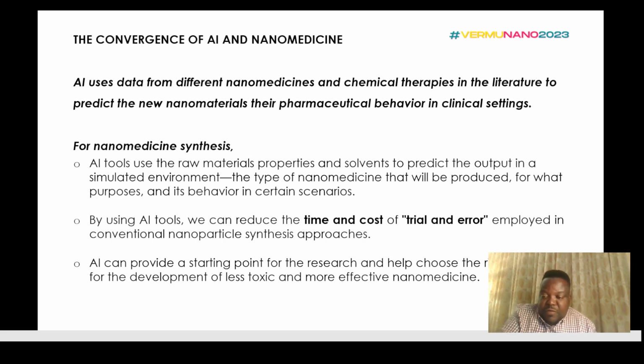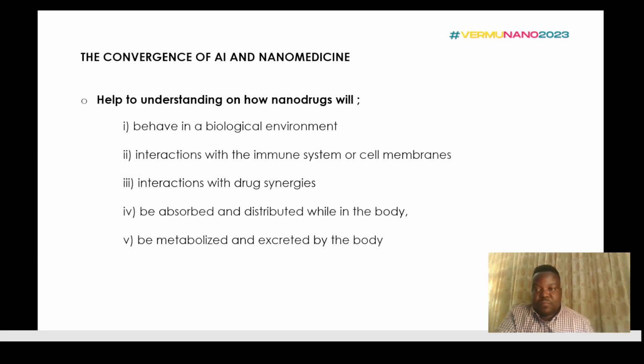Again, in the synthesis of nanomedicine, AI tools can play a role in reducing time, cost, and trial and error, compared with the conventional nanoparticle synthesis approach, which is very expensive with a lot of trial and errors. But in this case, because you can do simulation with the computer, you already know the outcomes, the combinations of everything, the solvent, the materials, before you embark on the research. AI can provide the starting point of research and help you choose the right material to develop a less toxic, more effective nanomedicine.